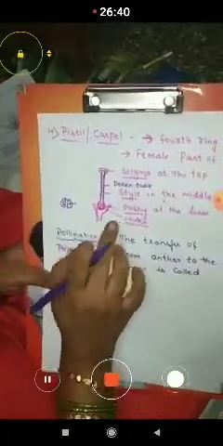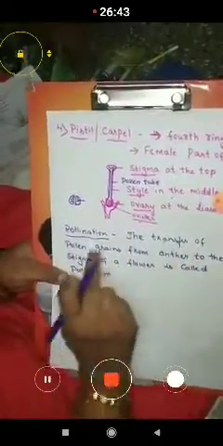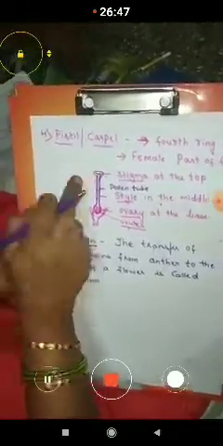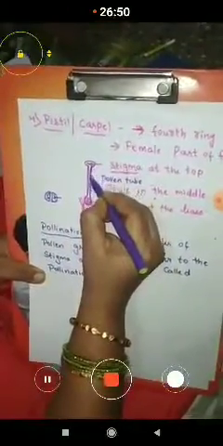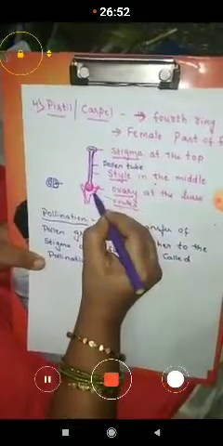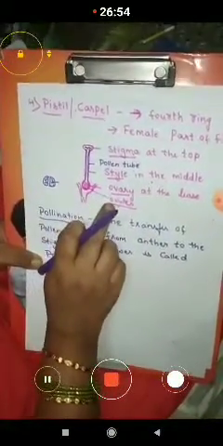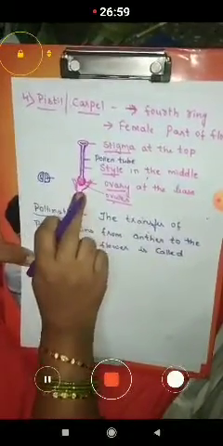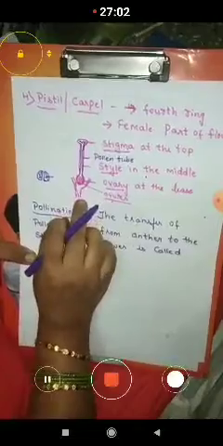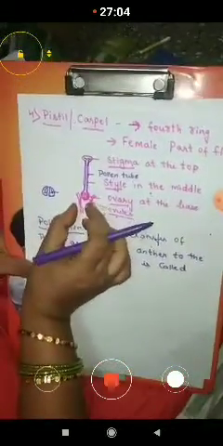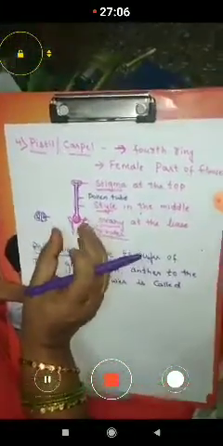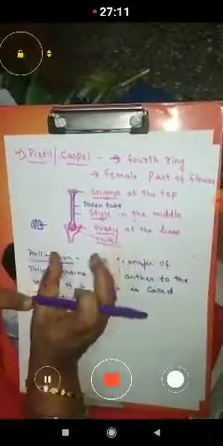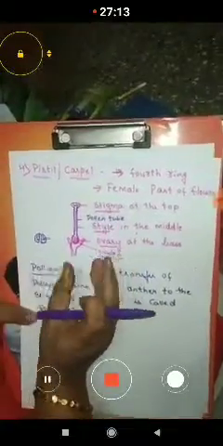Once again, listen. As the stigma receives the pollen grains, these pollen grains pass through the style and reach the ovary. The pollen grain fuses with the ovule, and reproduction takes place. After the reproduction, what happens? The ovary starts bulging, and in future it starts growing into a fruit.